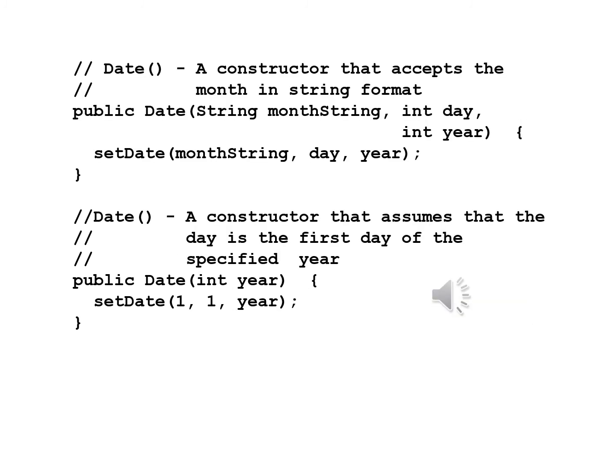Here we see the other two versions of the conversion constructor. Date, a constructor that accepts the month in string format. Public Date(String month, int day, int year). Inside the method we call setDate(month, day, year). Below, the last of the three constructors, Date, a constructor that assumes that the day is the first day of the specified year, in other words, January 1st. Public Date(int year): setDate(1, 1, year). In all three cases, we are using variations of the mutator for the whole object, in its different forms that we will give it data.